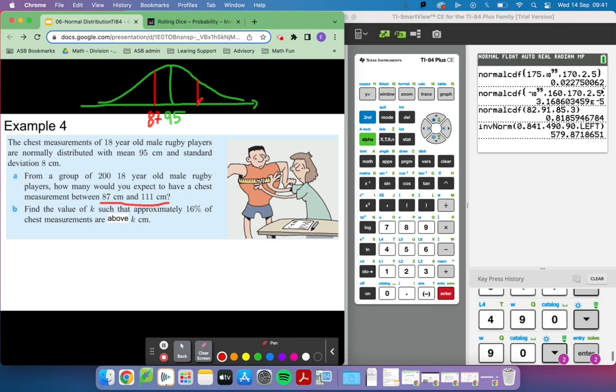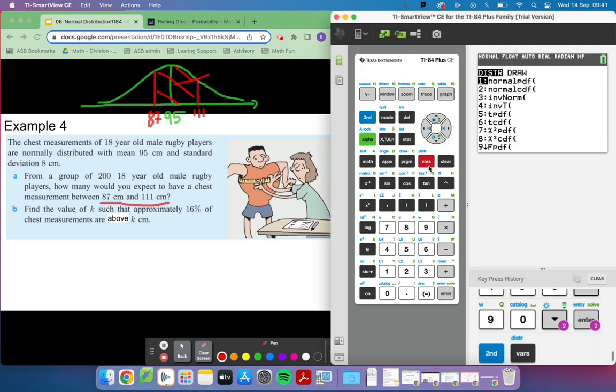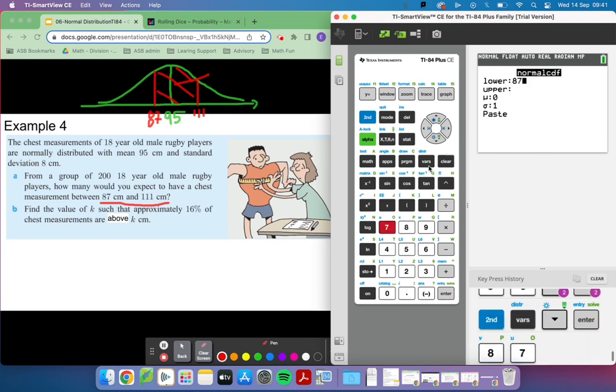So what is the probability between 87 and 111? So if we're looking for probability, we are using our CDF, right? So we know how to do this. So we go into our calculator, second function vars, CDF. Our lower bound in this case is 87. Our upper bound is 111.